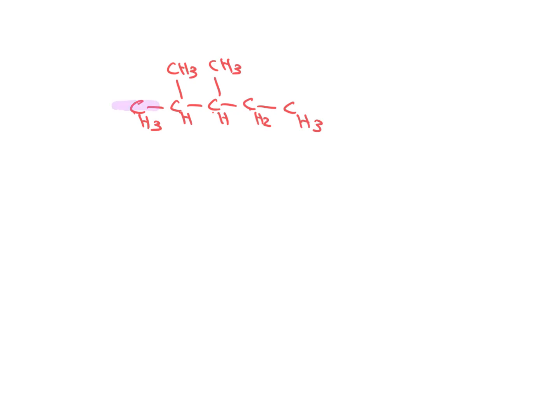But in general, you find the main chain that has the most number of carbons, right? So for instance, here, 1, 2, 3, 4, 5. But if I go, for instance, the other direction, if I say 1, 2, 3, this is only 3. Or like here would be 1, 2, 3, 4. Right, so this would be the longest chain.